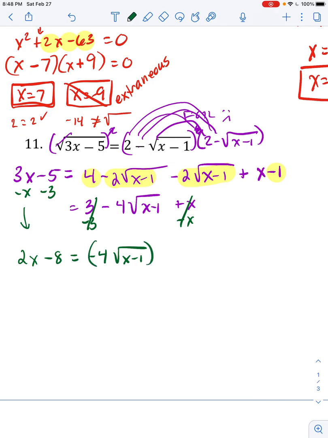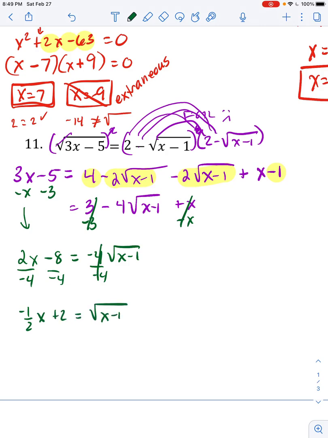Now, let's square this. You could divide by the negative 4 if you'd like to. Next, let's actually do that. That's more in line with what I said to do in class. So I'm going to have my negative 4 root x minus 1. The problem is I have to divide each piece by that negative 4. So this side, this one, and this one. So this cancels. This becomes negative 1/2 x. This becomes a plus 2, and then root x minus 1.